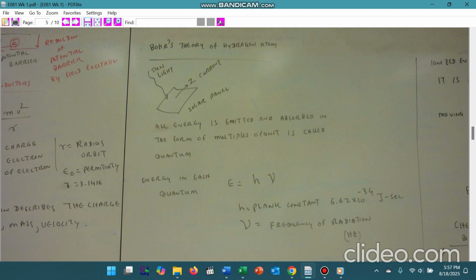So in this case, we can write down the energy in each quantum. E can be calculated as h multiplied by v. E is the energy, h is the Planck constant. The Planck constant is 6.62 times 10 to the power minus 34 joule second. And v is the frequency of radiation.